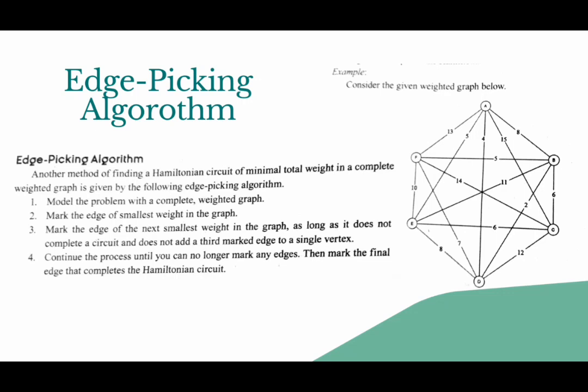So, ang Hamiltonian circuit natin is A, D, B, F, E, C, A with a total weight of 4 plus 2 plus 5 plus 10 plus 6 plus 15 is 42. Gets? So we are going to solve now using the edge picking algorithm. First, choose the edge of the smallest weight, namely BD, ang weight niya is 2.